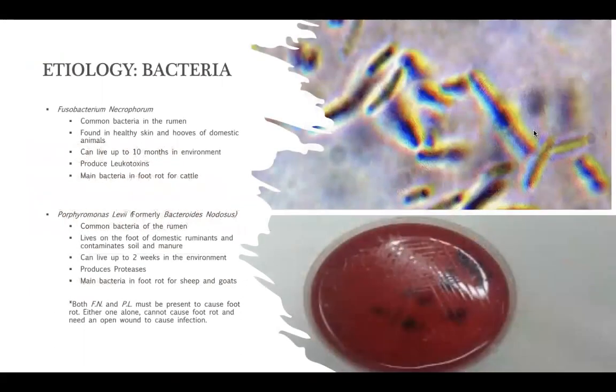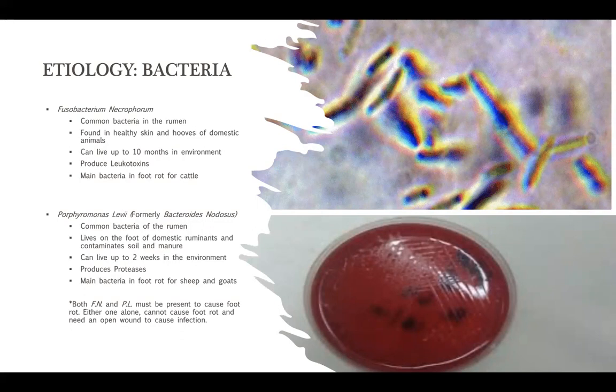So the two main bacteria that cause foot rot are Fusobacterium necrophorum and Porphyromonas levii. It is important to note that both of these must be present in order to cause foot rot. And by present, I mean in an open wound to cause infection. The reason why this is important is because both of these bacteria are common in the rumen, and they are actually found in the healthy skin and hoof cells of domestic animals.